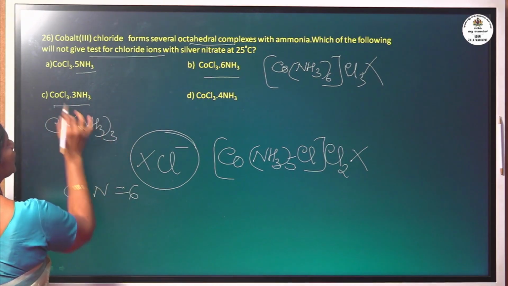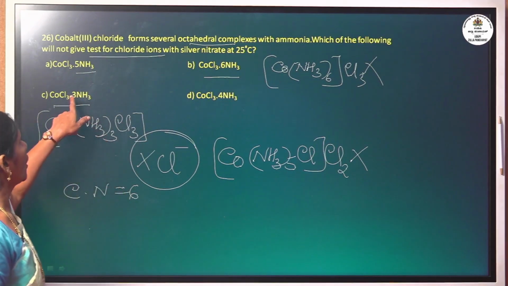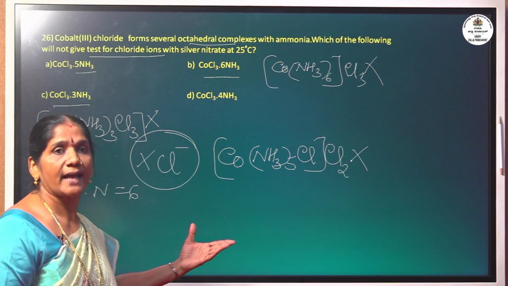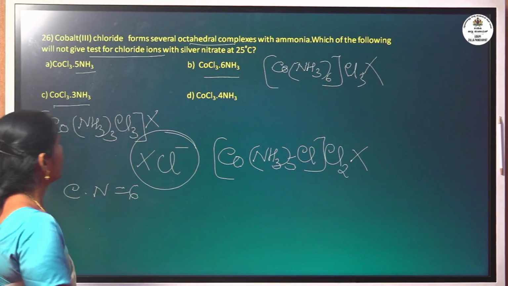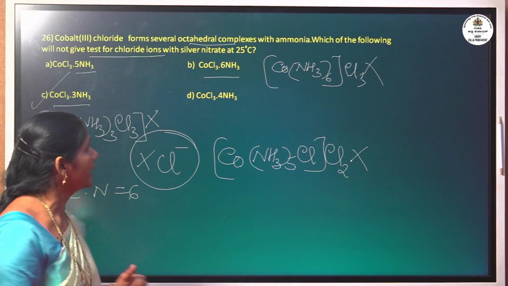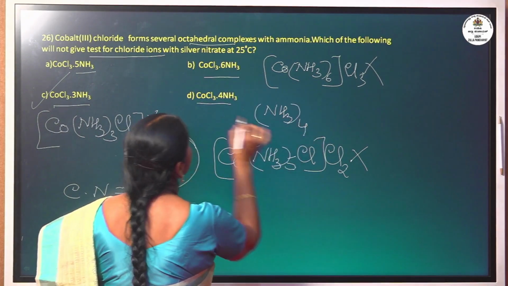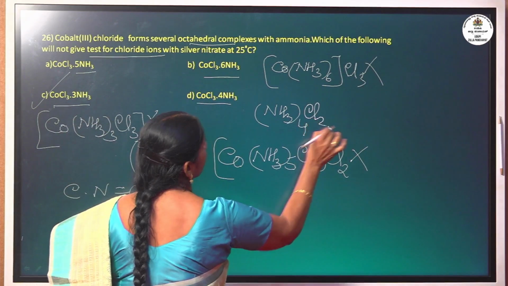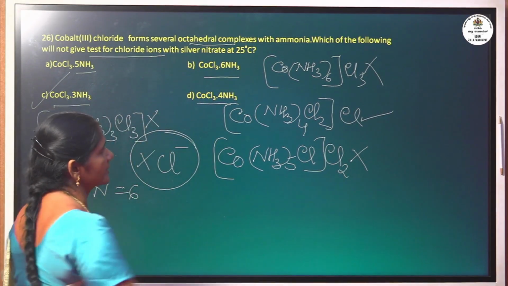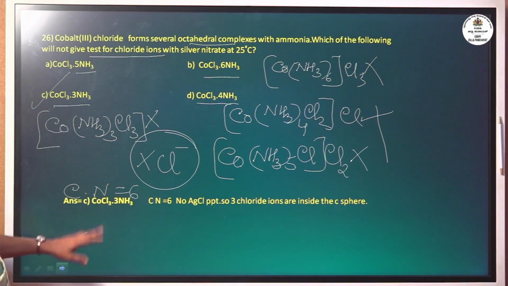So only 3 ammonia ligands, and you have to take all 3 chlorine atoms inside the coordination sphere. In this structure, all 3 chlorine atoms act as ligands and there are no chloride ions outside the coordination entity, and therefore this compound certainly will not answer the test for chloride ions with silver nitrate. And in this case, with 4 ammonia and 2 Cl inside to complete coordination number 6, 1 chloride will be outside, which will give the silver chloride test. So these can't be the answers.